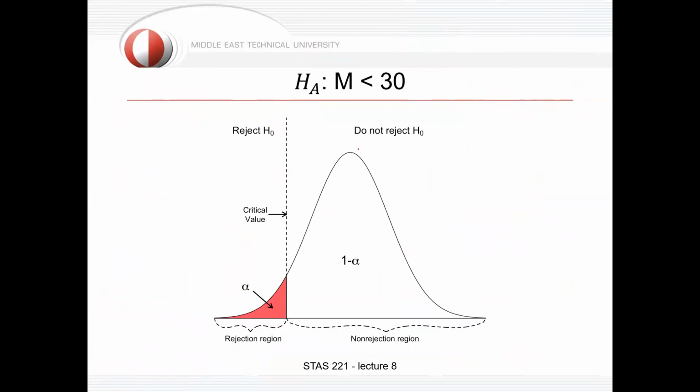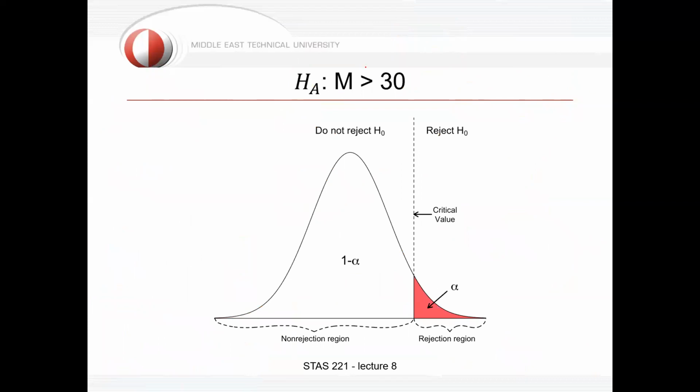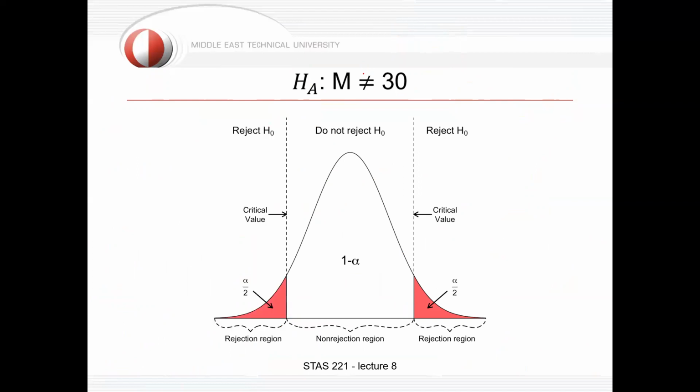So again, I remind you guys, whenever we are talking about rejection area or acceptance area, take a look at your alternative hypothesis. So when this is less than, we are talking about the left side. When this is more than, we are talking about the right side. When this is not equal, we talk about the two-sided case.